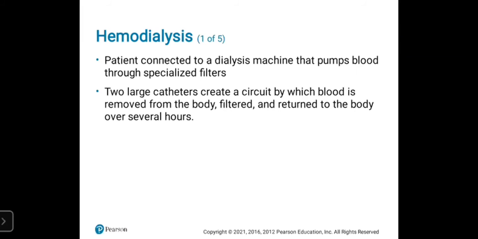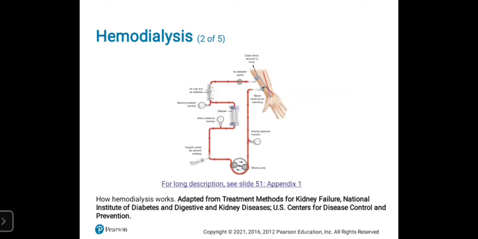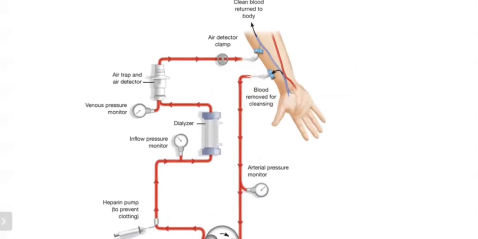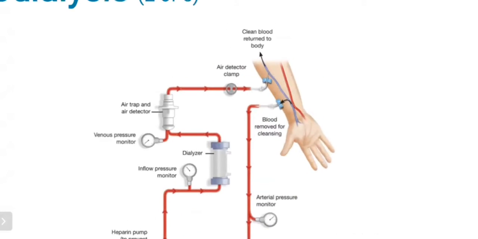Hemodialysis. A patient is connected to a dialysis machine that pumps blood through specialized filters. 2 large catheters create a circuit by which blood is removed from the body, filtered, and then returned to the body over several hours. Here's a good picture of how the dialysis process works.